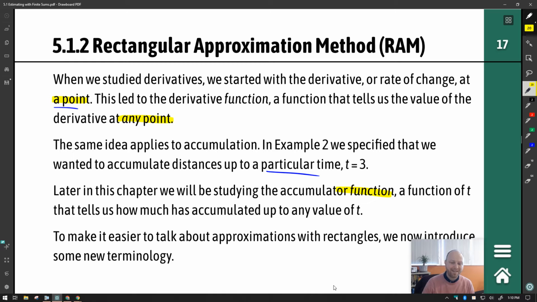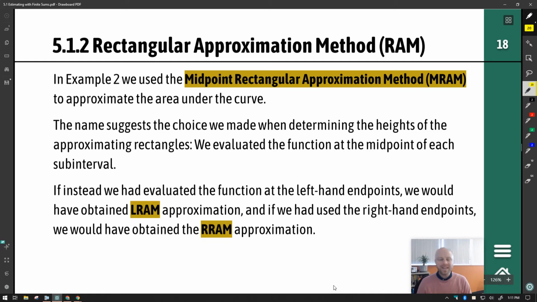But along this path, and to get there, in this section we're going to talk about some new terminology to make these area approximations a bit easier. So in that example that we just referenced, Example 2, we used what's called the midpoint rectangular approximation method, MRAM. We used the MRAM to approximate the area under the curve. Why that name? Well, I think that name suggests that when we made our choice for the height of each of those rectangles, we were choosing the height by taking the midpoint of each subinterval.